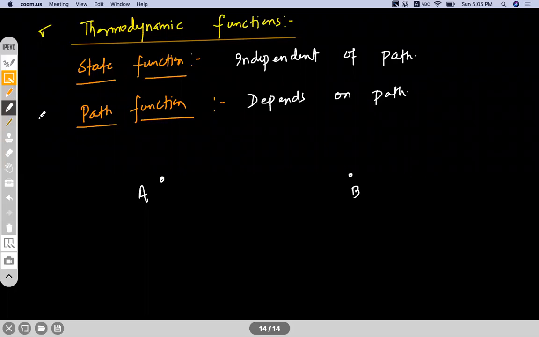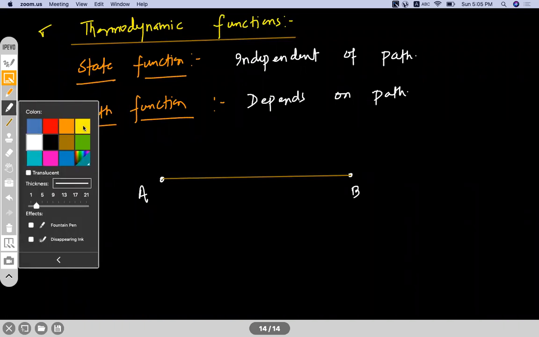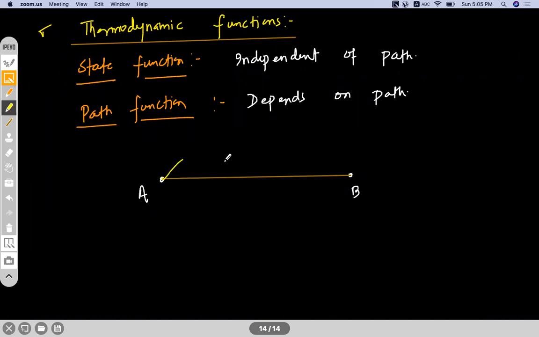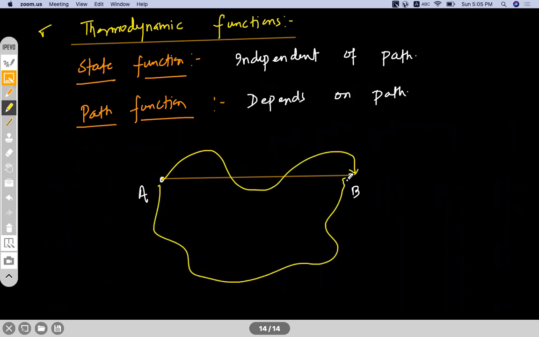Now, what I say, you have to go from A to B. How would you go? There are infinite number of paths, right? One thing is what? You can go directly from A to B. This is one way possible. Another is what? You can travel like this, whatever the way you like. You can travel like this, okay? You can travel also like this. So like this, we have infinite number of paths possible, isn't it? But the final state is B only.